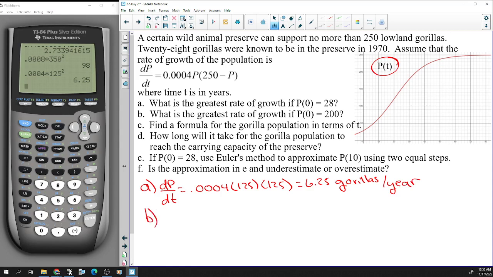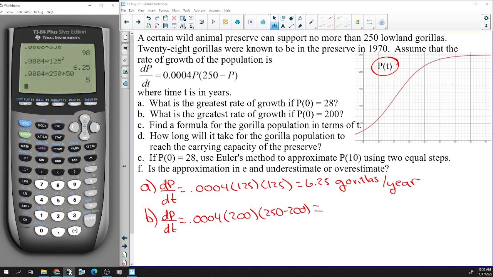B, what is the greatest rate of growth if we've already introduced more than half the carrying capacity? Well, the maximum growth is going to be right away, because after this, the growth is just going to start slowing down. So the growth will start slowing immediately. So 250 minus 200: 0.0004 times 250 times 50. So it's already decreasing, 5 gorillas per year. So if you introduce less than half into the habitat, use half. If you're over half, that's the value you have to start with.